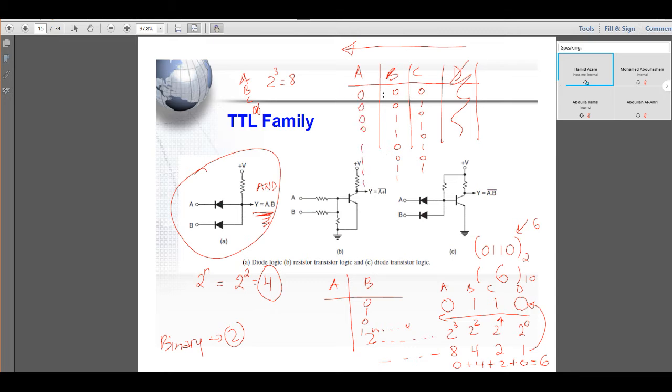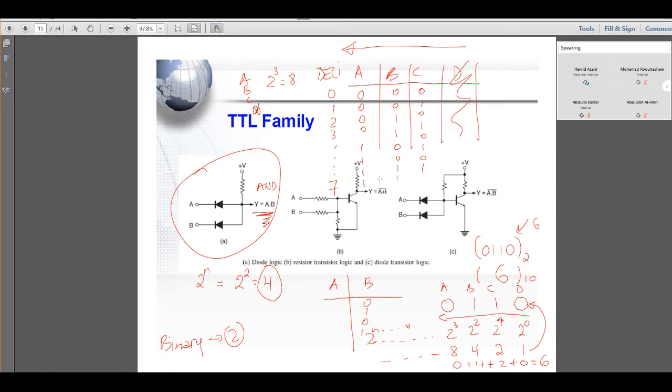Now, okay. So this will be 0. This will be 1. This will be 2. This is 3 decimal number. Okay, and so on, and you end up with 1, 1, 1, which is 8. Sorry, will be 7.